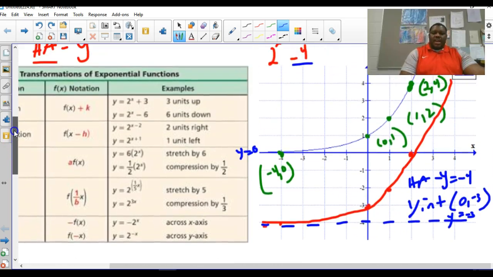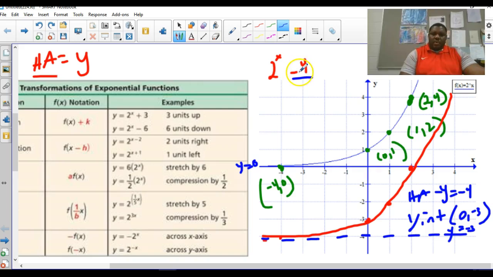Again, see how this is negative 4? That tells me where my asymptote is. Even on this one, it says plus 3 right here. It's outside, not like right here. See how this is minus 2? That's not the horizontal asymptote. This right here is the horizontal asymptote, so this one will be y equals 3. For this one, the horizontal asymptote will be y equals negative 6.